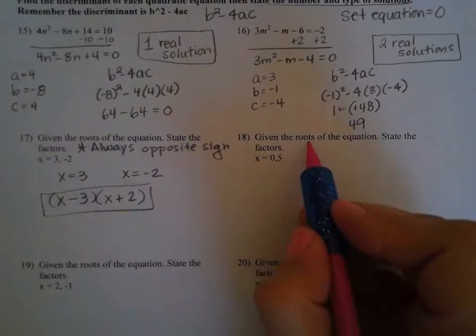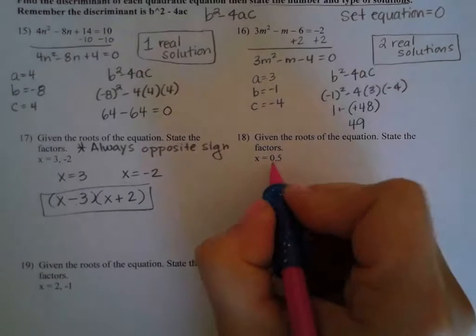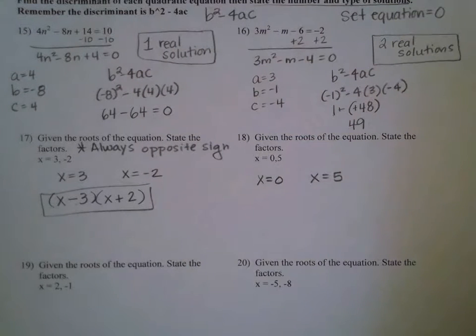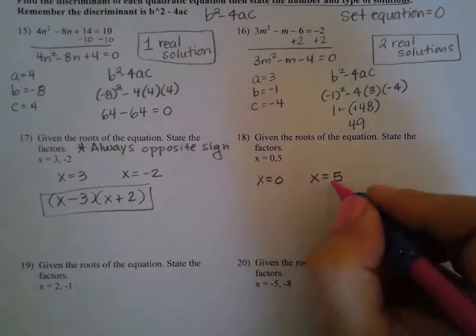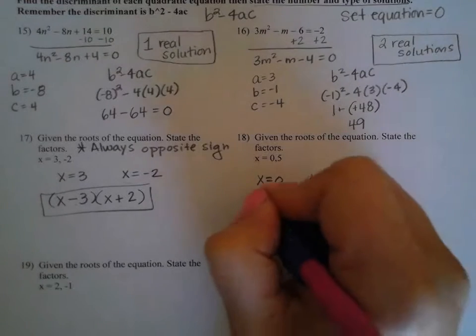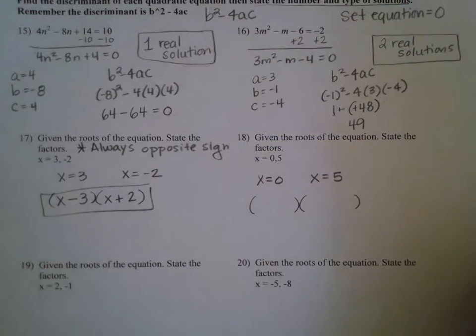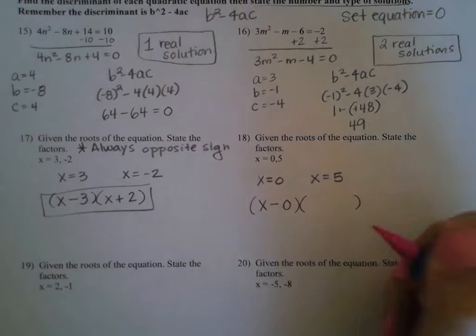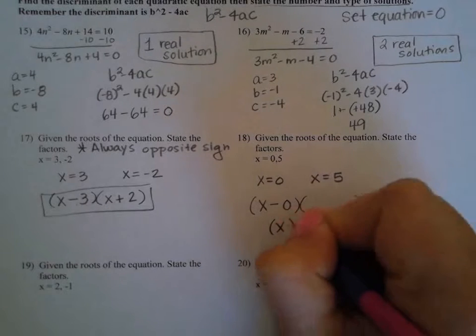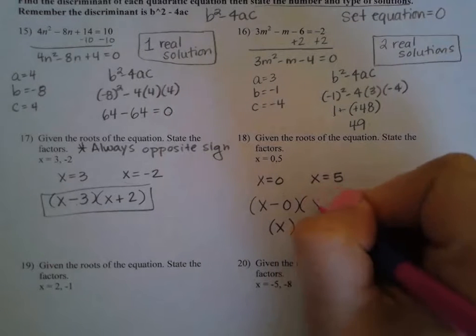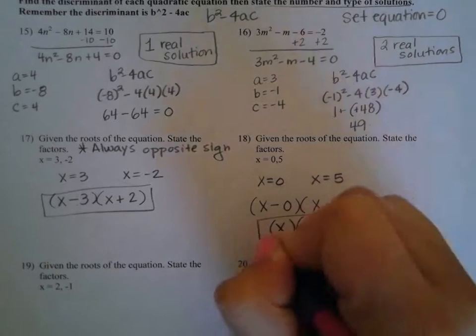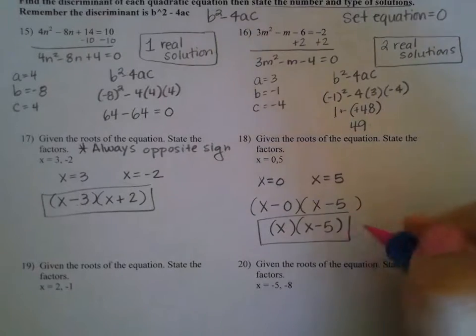Number 18, same thing. Given the roots, state the factors. So this is x equals 0, and this also means x equals 5. Okay? So these are the solutions. The factors have the opposite sign. So I put parentheses because that's how I write my factors. This will be x minus 0, which is the same as just saying x, right? And then you can put parentheses if you want to. And then x equals 5 would be x minus 5. Or we could write it like this. And that's your answer. Those are your factors.